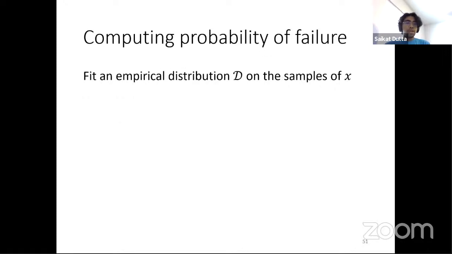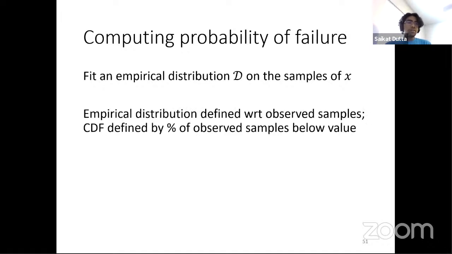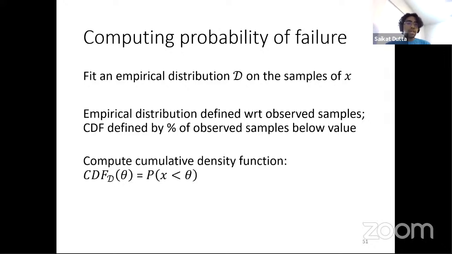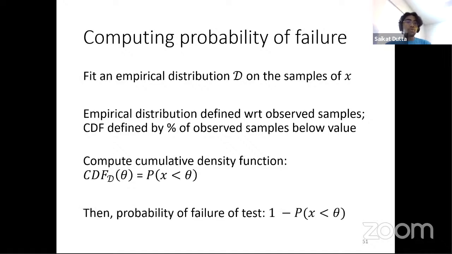Now, how do we compute the probability of failure of the test? Let's say we have the set of samples X, and then we compute an empirical distribution D on the samples. The empirical distribution is typically defined with respect to observed samples, and the CDF, that is the cumulative distribution function, is defined as the proportion of observed samples which are below the given value. So here, the CDF of theta would give us the probability that X is less than theta, and then we can compute the probability of failure of the test, which is 1 minus that.